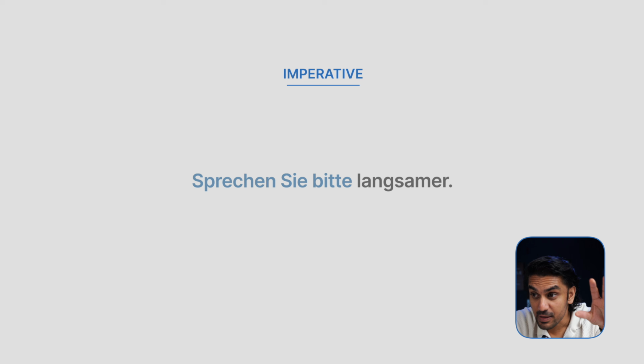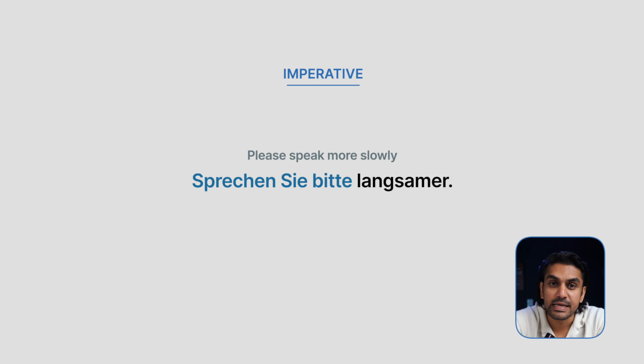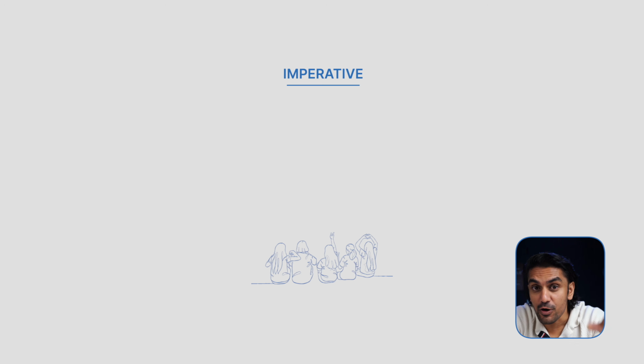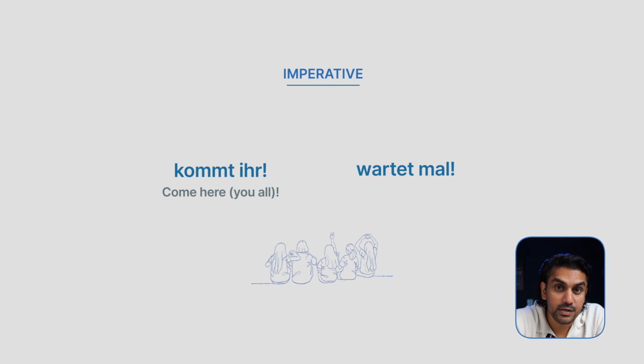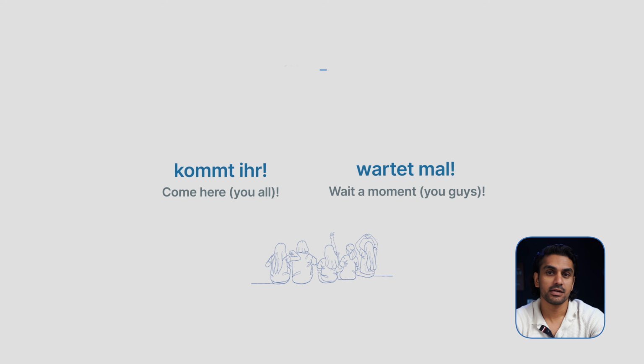For example, sprechen Sie bitte langsamer. Please speak more slowly. And if you're talking to more than one person, use the normal conjugated verb form for ihr. For example, kommt her, you all come here, wartet mal, wait a moment you guys.